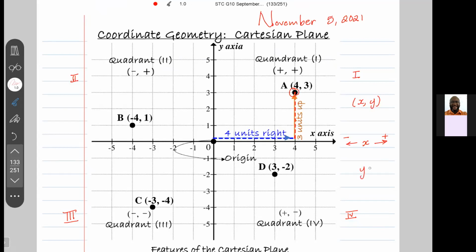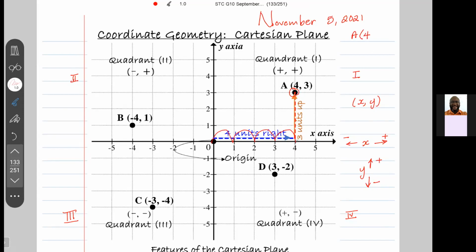The y coordinate tells you if the point is above or below the origin. If the y coordinate is positive, the point is above the origin. If the y coordinate is negative, the point is below the origin. Guys, now the point A is 4 units to the right. To get from the origin to A, I have to go 1, 2, 3, 4 units to the right. It means that the x coordinate of A is 4.